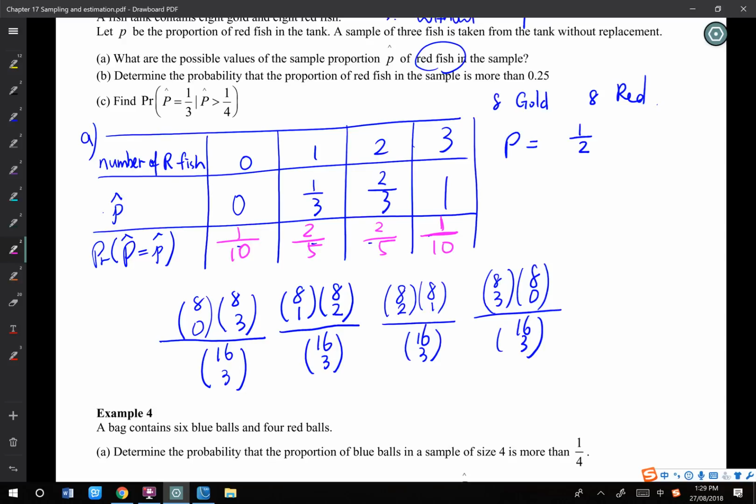I don't really need the first row. This row is telling us how many red fish I have and what proportion I will have. But for actual population proportion, I just need the second row and the third row. That will be a proportion, sample proportion distribution. Okay, sample proportion distribution.